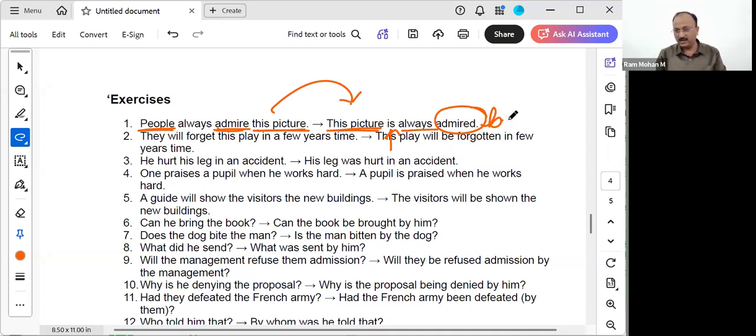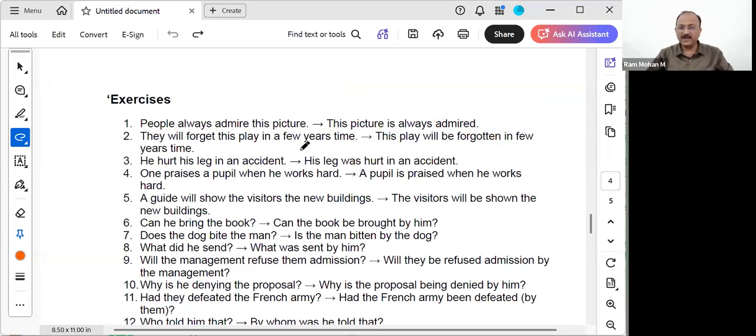If you want, we can add "by the people". Even if "by the people" is not there, we can write the sentence without that also. Because admiring, can we say this picture is admired by the dog or the stone or some donkey? Can we say they don't know how to admire? Correct? No, human beings know so many emotions. So "by the people" is obviously understood. Whether right or not, it's okay.